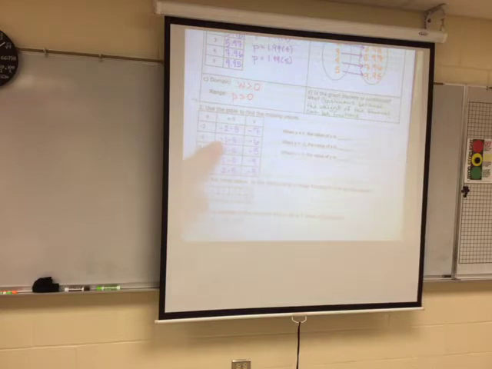So now let's use this table to find the function values. So when x equals 1, so when x is 1, the value of y is negative 4.